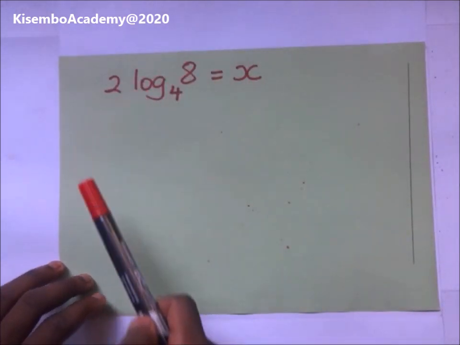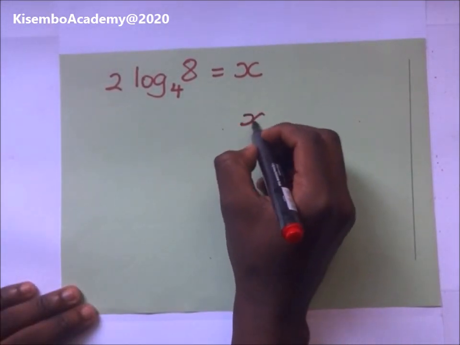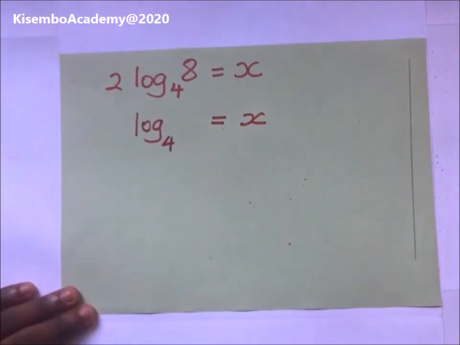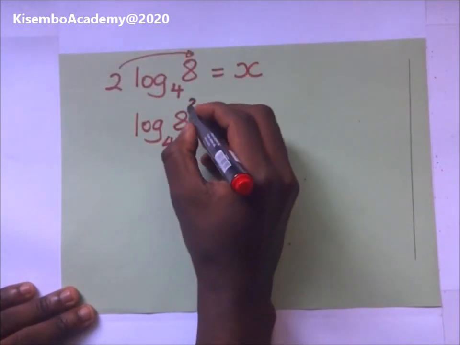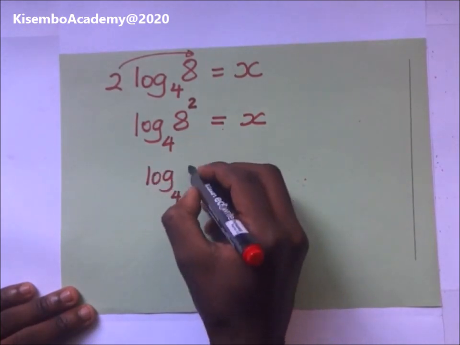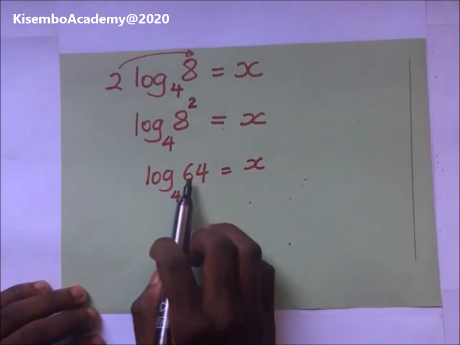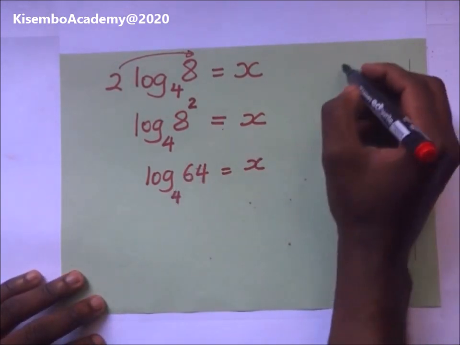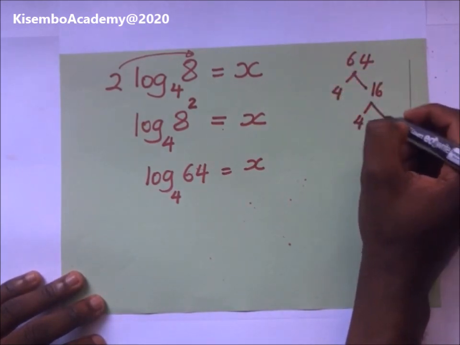So to get the value of x here, x will become the logarithm to the base 4 of 8. Now we shift this 2, we bring it right there, so it's 8 squared. And you know that 8 squared is 64, so it's going to be log to base 4 of 64 is equal to x. Now when we factorize 64 using 4, 64 divided by 4 is going to give us 16. When we divide that by 4, it gives us 4.